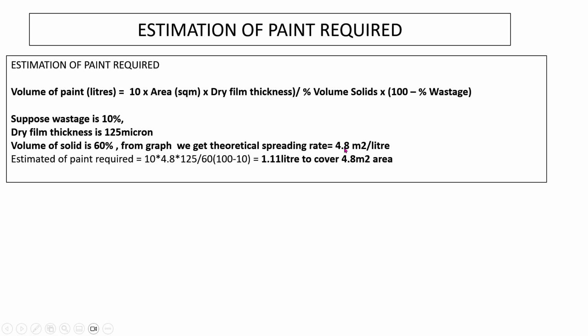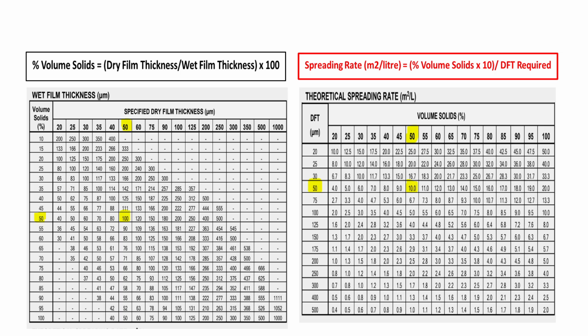For this much cover, this formula we know, 4.8 into 120 micron, the percentage volume solids, with wastage. Now 1.11 liter is required to cover 4.8. Earlier 1 liter could cover it. Now your paint requirement will be more.